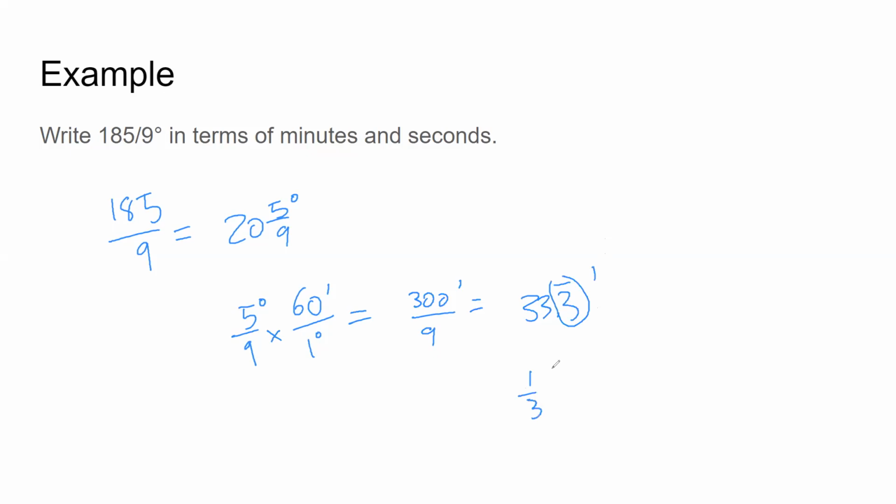So now we have 1/3 of a minute, and we want to convert that to seconds. Well, there are 60 seconds in a minute, so we do 1/3 times 60, which is equal to 20. So we have 20 seconds here. So 20 and 5 ninths degrees is the same thing as 20 degrees, 33 minutes and 20 seconds.